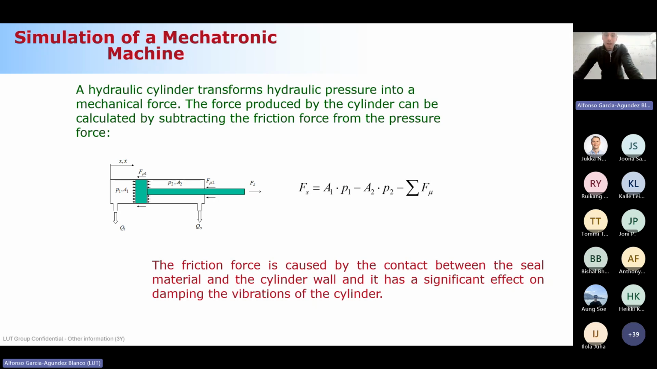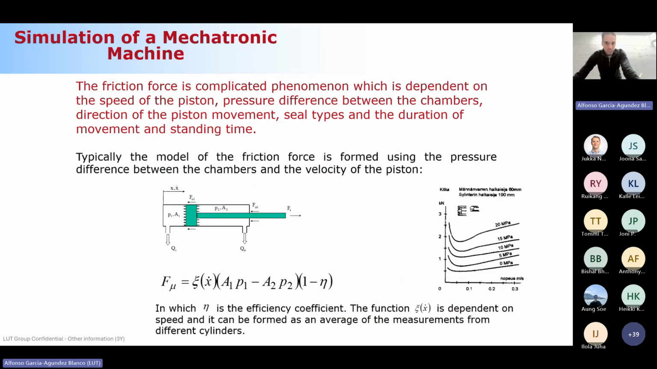So we are going to assume that our friction force is the term that we had, the product of the areas times the pressure, multiplied by an efficiency, okay? This eta symbol that you see here is the efficiency coefficient, and multiplied by a function, this chi function, which is a function of the speed of the piston. You can obtain it, for example, from different experimental measurements on cylinders.